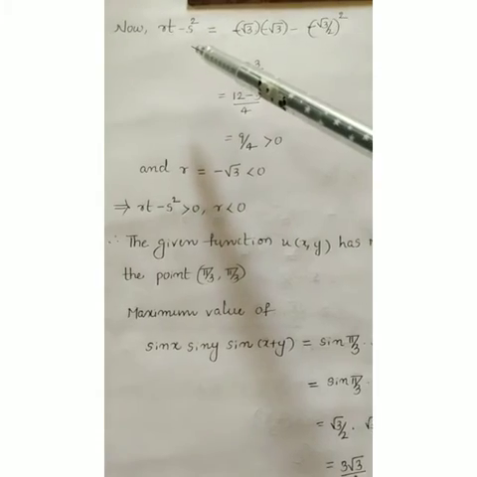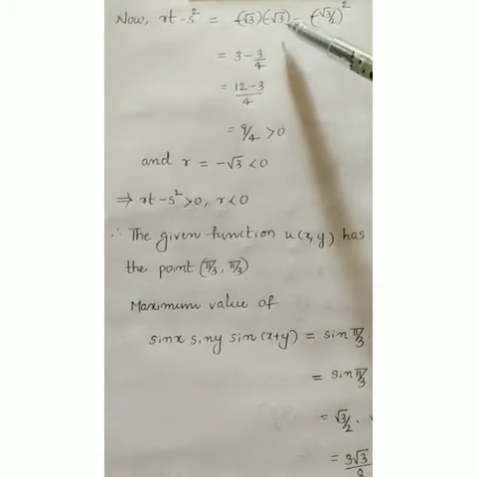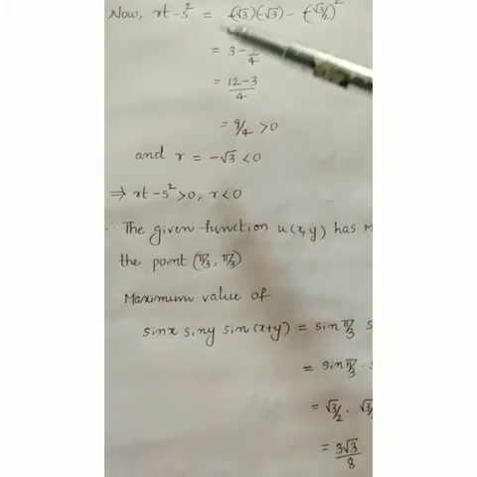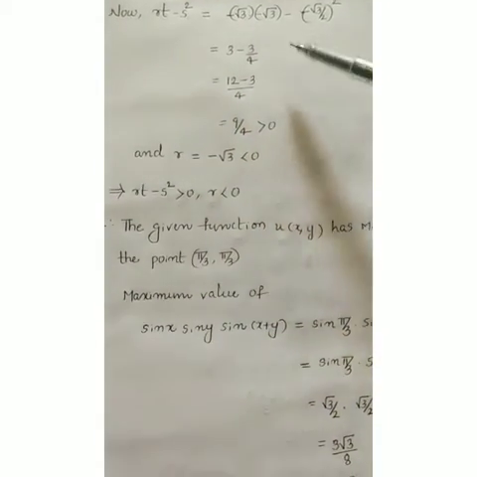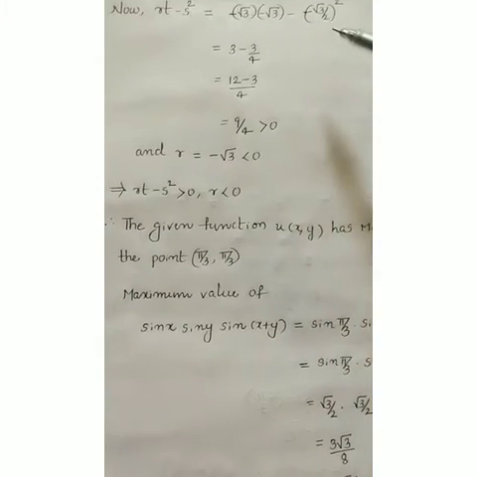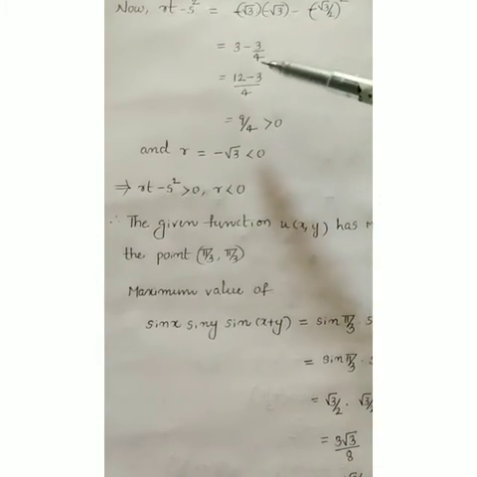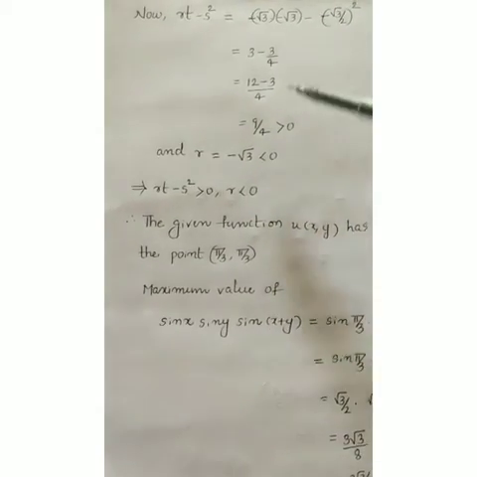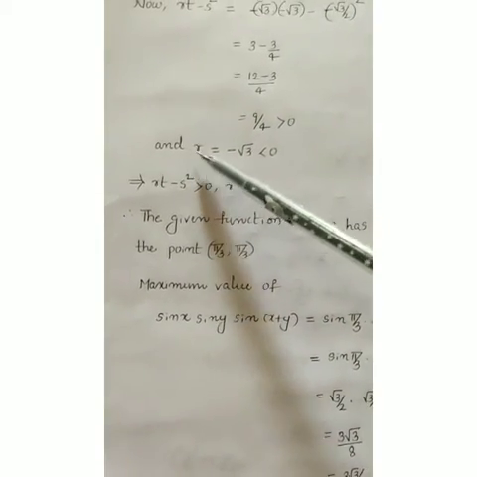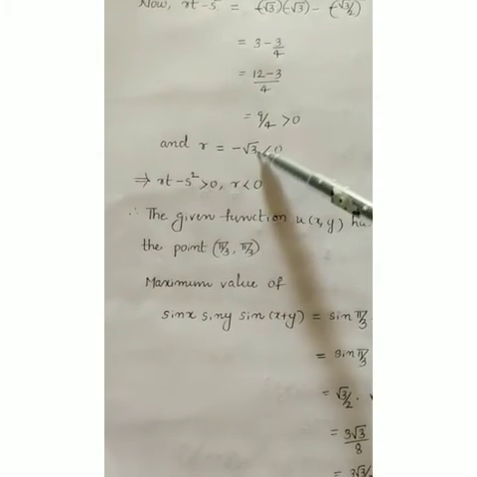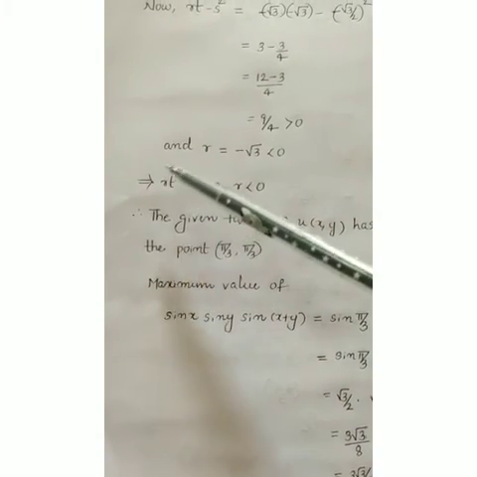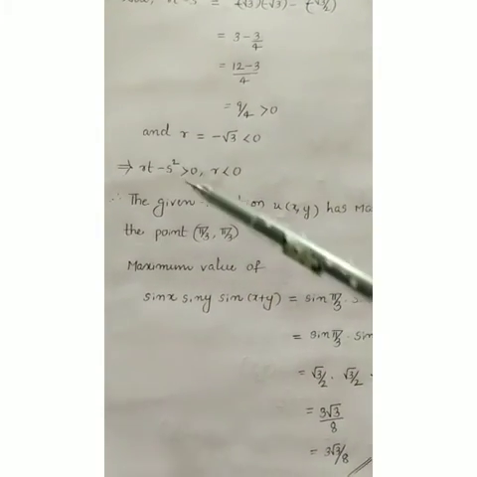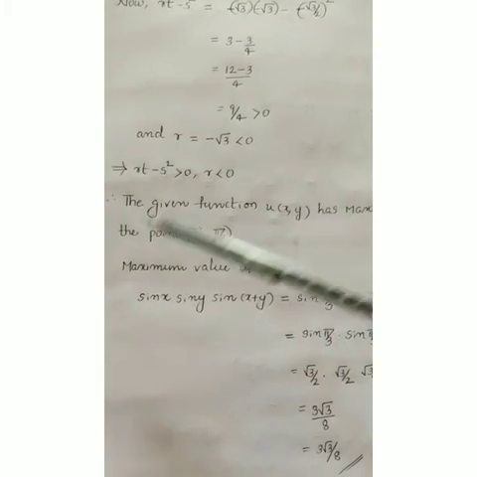Now rt minus s² equals minus √3 into minus √3 minus (minus √3/2) whole squared. So minus into minus is plus, √3 into √3 is 3, minus (√3)² is 3, 2 squared is 4, so 3 minus 3/4, that is 12 minus 3 by 4, which is 9/4, which is greater than 0, and r value is negative, so which is less than 0. So here rt minus s² is greater than 0 and r is less than 0. So this is the second condition of maxima and minima.